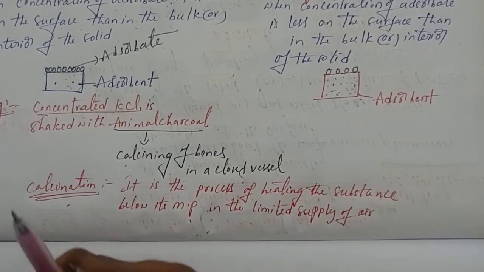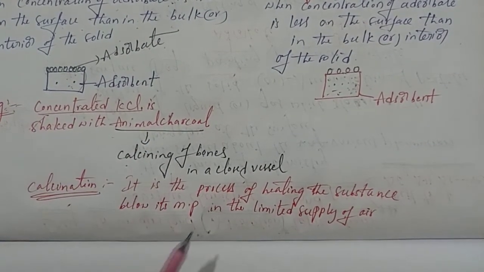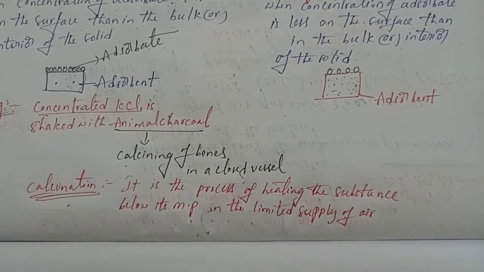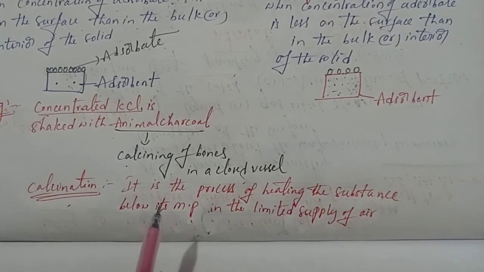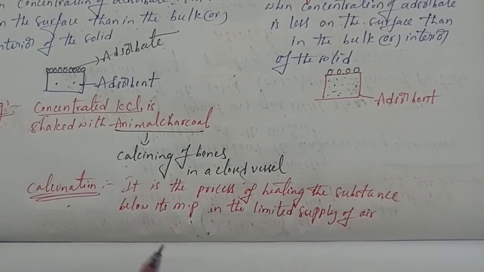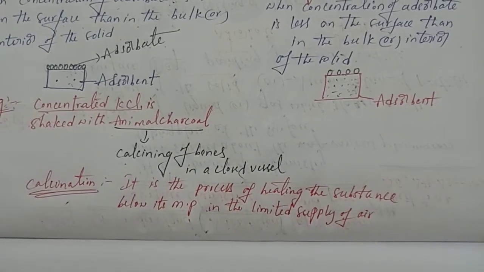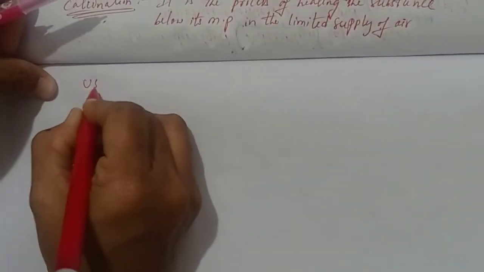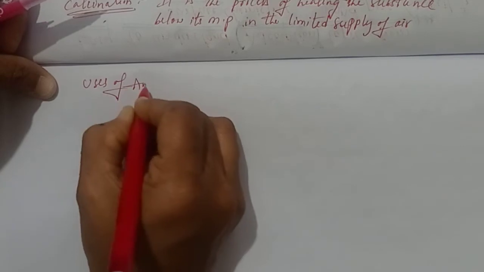Clear? This animal charcoal is used as a filtering agent in sugar refining. Where is it used? In the purification of sugar. It acts as a filtering agent. Clear this one? In sugar refining. And also we can use this as a disinfectant, and it is also used as an adsorbent. Are you following? What are the uses of animal charcoal? Uses of animal charcoal.